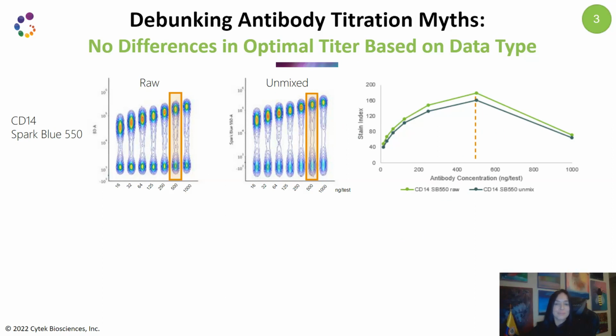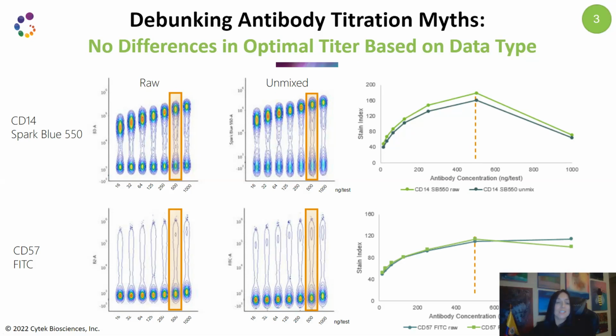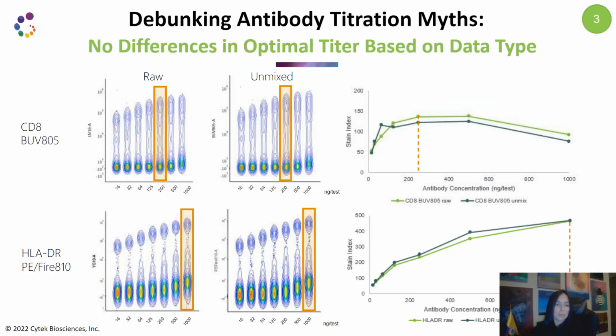Showing you CD14, we look at the concatenated plots, they look similar, raw versus unmixed. And if I plot stain index, it's exactly the same, not showing percentage of positivity because of time. This is CD57. Again, if we look at these two, they look the same. If we look at the titration curve, it looks very similar, and once we define optimal concentration, it was exactly the same value. To show you other examples, CD8, HLA-DR, the same. It doesn't really matter if we use raw versus unmixed.